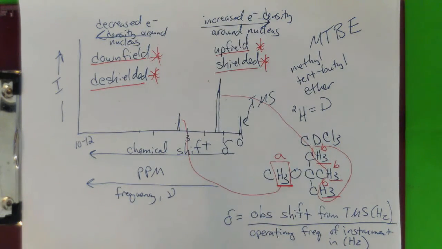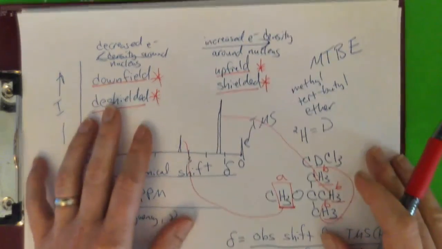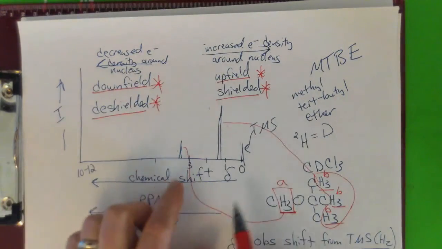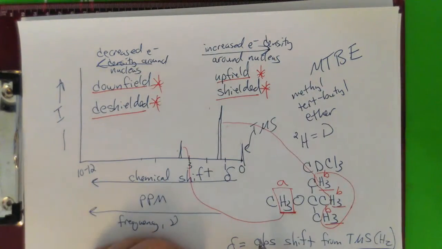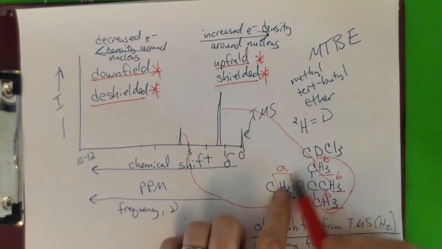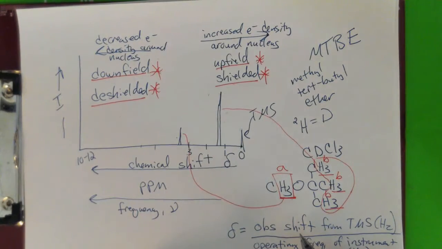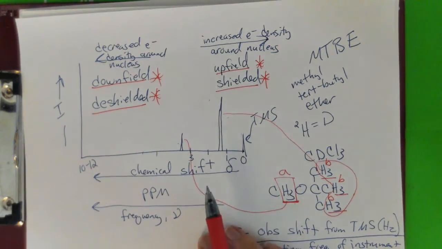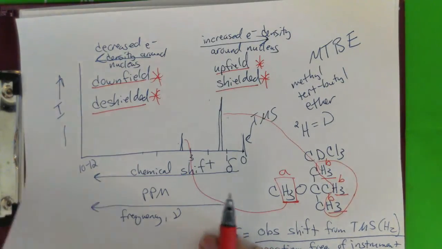All right, so you should be familiar with these terms: upfield, downfield, shielded, de-shielded, and we'll practice more predicting how to know which signal is the most upfield versus the most downfield. And we'll also need to practice more determining the number of proton environments that we have in a given compound.